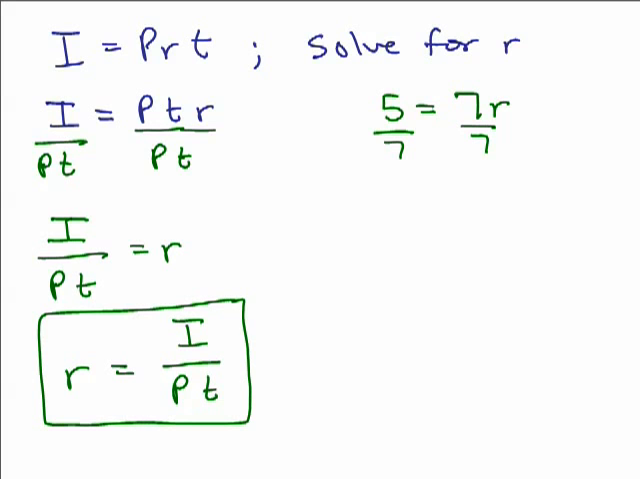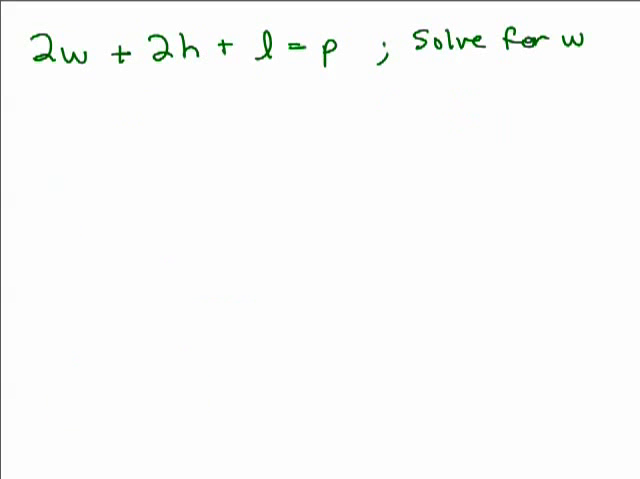Okay, let's do another one. All right, here is another formula. This has to do with perimeter. 2w, w would be the width, plus twice the height, plus the length equals p. So 2w plus 2h plus l equals P, and we're going to solve for W.